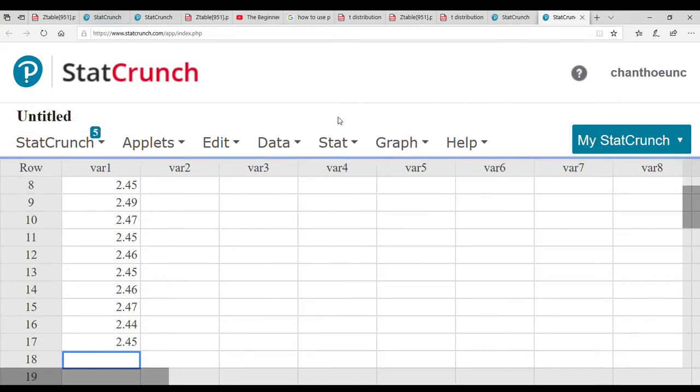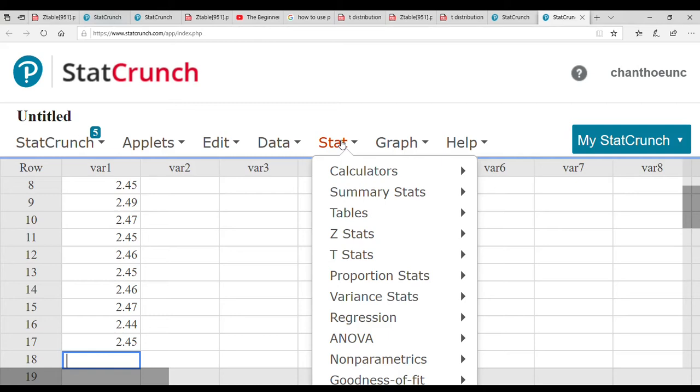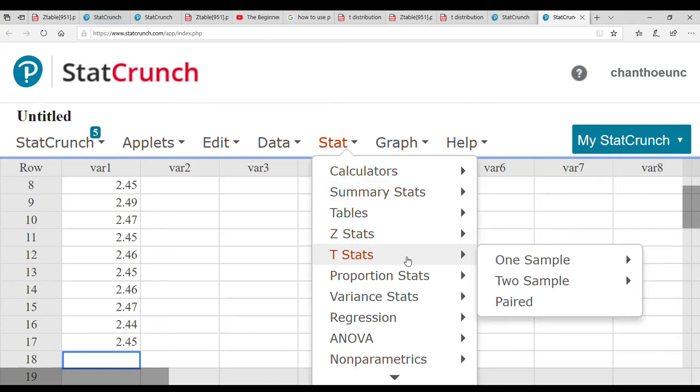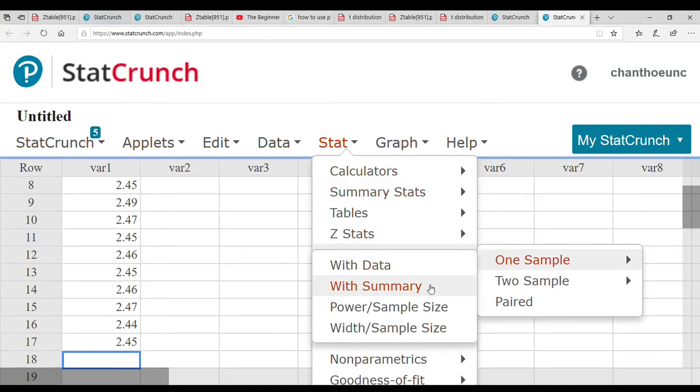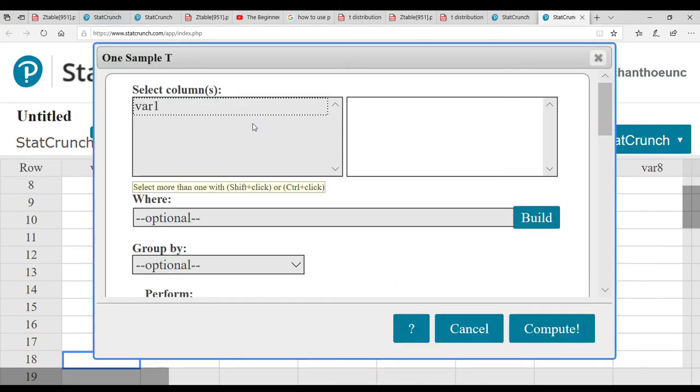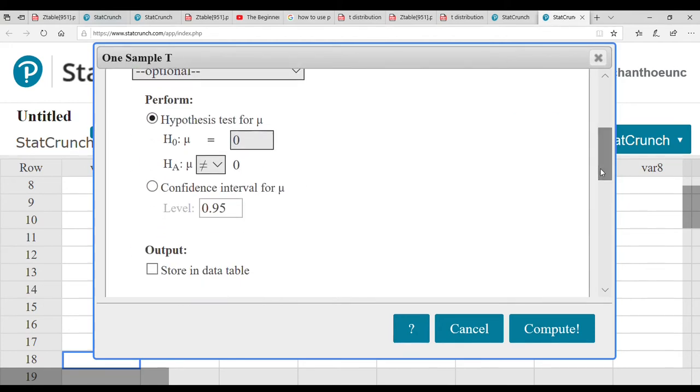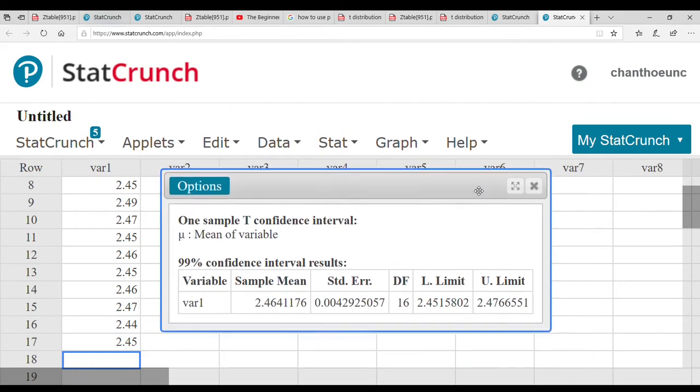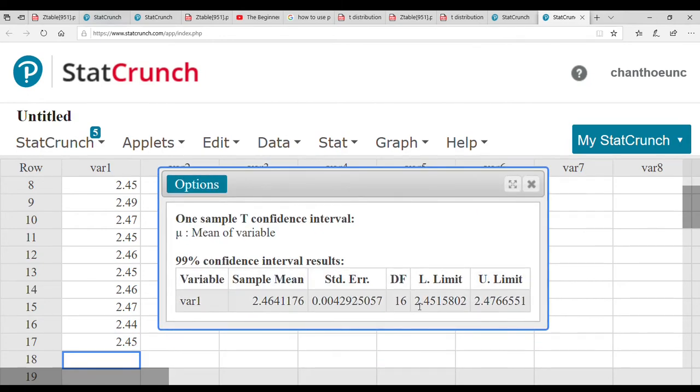Now to calculate our confidence interval, we have to go to Stat, T-stats, one sample with data. I'm going to highlight the variable, and we want to do a confidence interval for 99%, so let's change this to 99% and press Compute. And here is our lower limit and our upper limit.